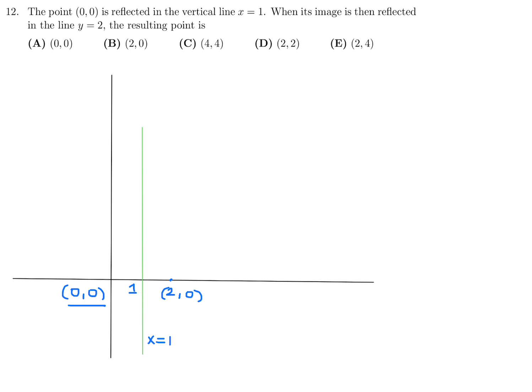Okay, so that's that first point. And then this point 2, 0, they're saying, is once again reflected, but this time in the line y equals 2. So approximately here. That's approximately y equals 2. So if you reflect this guy in y equals 2, it will end up somewhere here, approximately, which would be the same x coordinate, but the y coordinate would now be 4. So there you go. That's the answer to the question. So number 12, it's 2, 4, which is choice E.